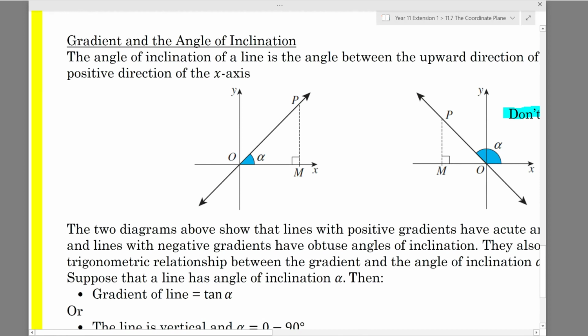Now, hard bits for today. The gradient and the angle of inclination.